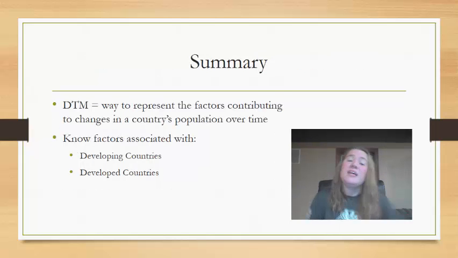Now, in summary, this demographic transition model is just a way to visually represent the factors of birth rate and death rate contributing to the overall population size, and you should know a few of the key factors associated with developing countries and developed countries.